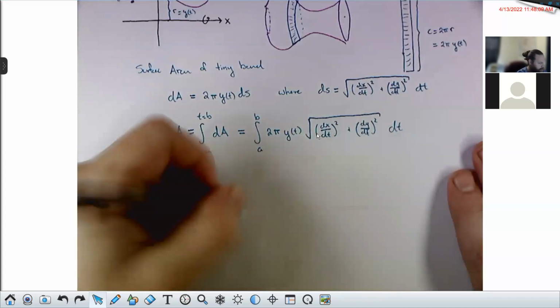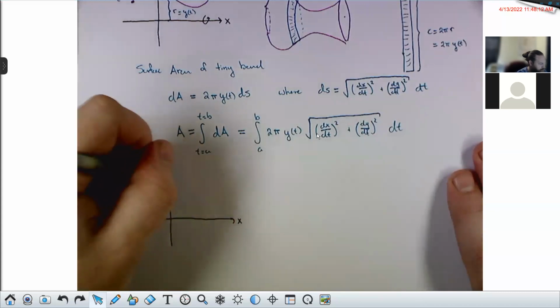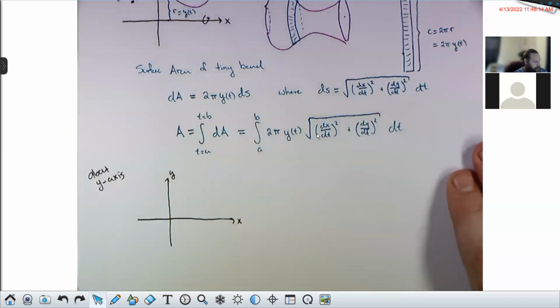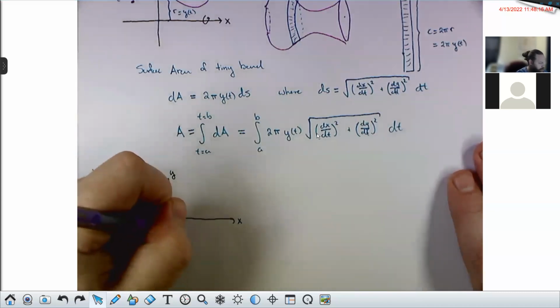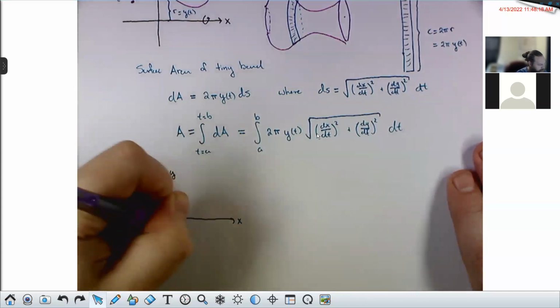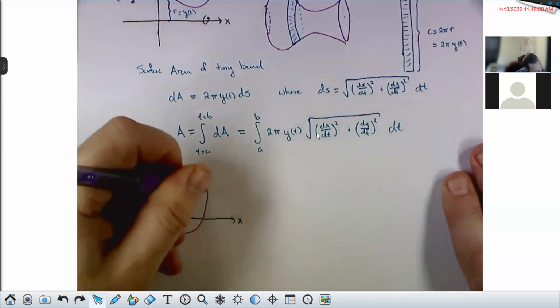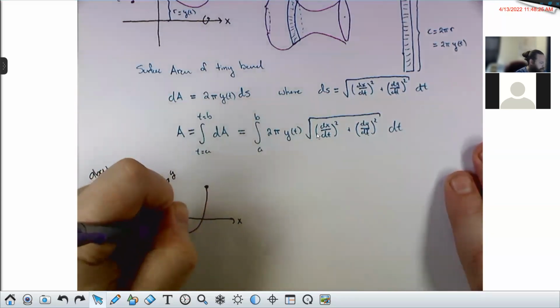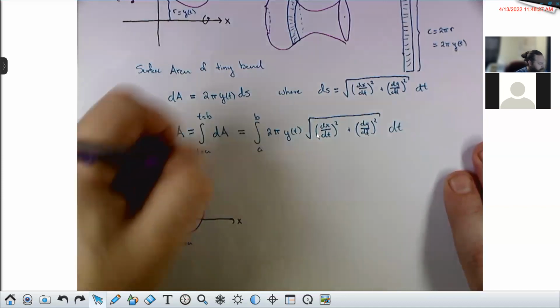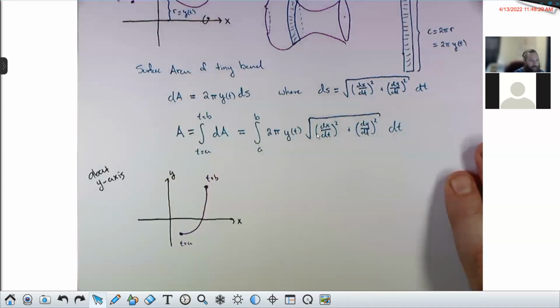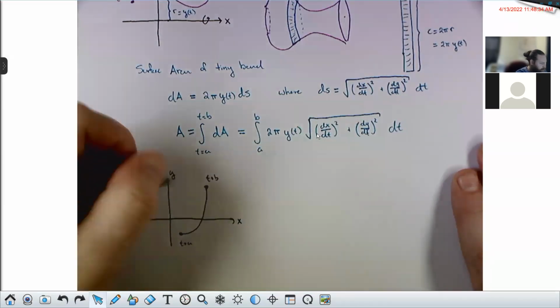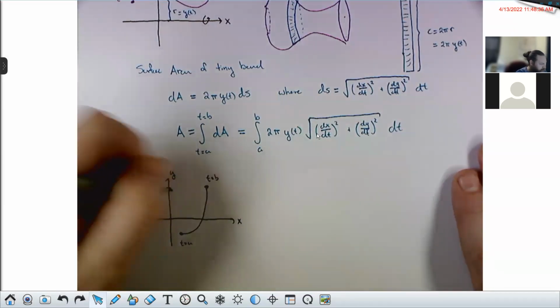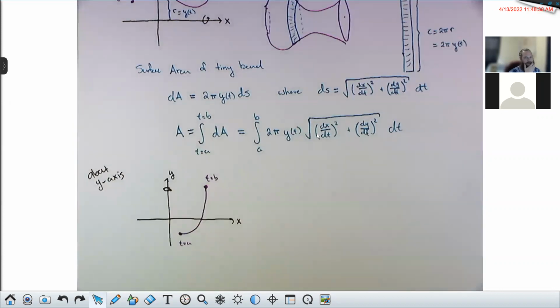We'll start with a parametric curve. Here's my x-axis, here's my y-axis. Maybe my initial point is over here. And I just do something like this, keeping it simple for the purposes of the picture. So initial point at the bottom, terminal point at the top. And I want to rotate this solid, or this curve about the y-axis.